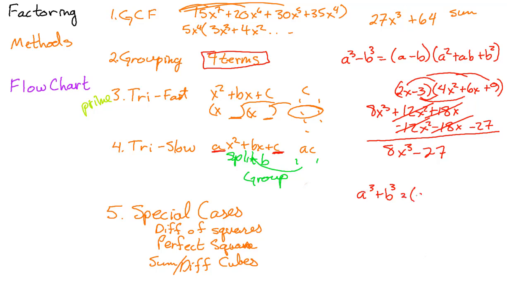But it's going to be a plus b, and then you have a squared minus ab plus b squared. Now I'm going to show you how I remember to do this, because I think it's pretty fascinating.